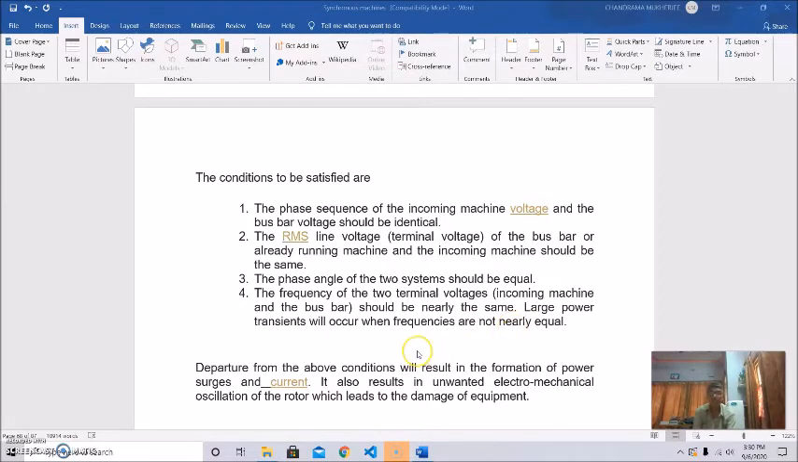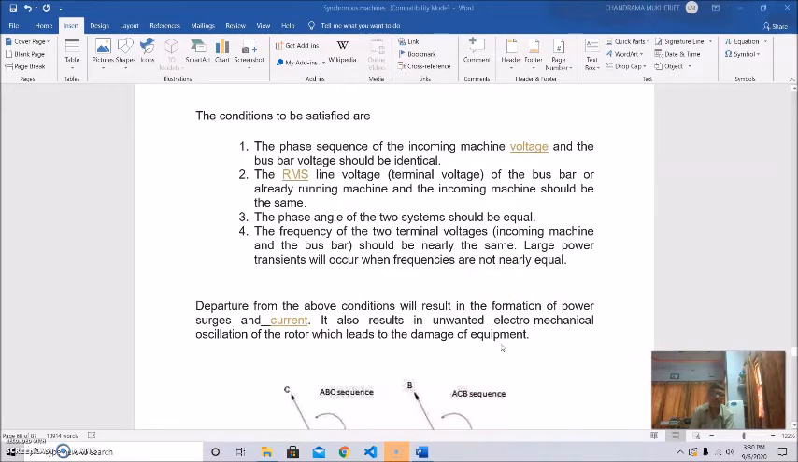And last, for transient tangents: they will occur when frequencies are not nearly equal. Okay, so these are the conditions. That is phase sequence and terminal voltage. The phase sequence should be identical, the terminal voltage should be the same, the phase angle of the two systems should be equal, and the frequency of the two terminal voltages should be nearly the same. If not, a large transient will occur when frequencies are not nearly equal.